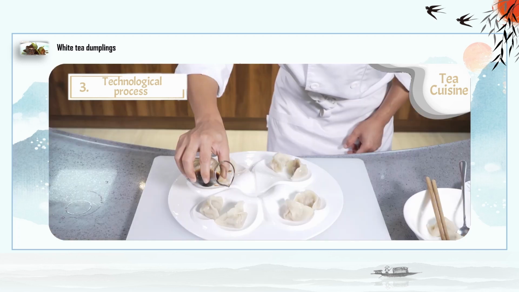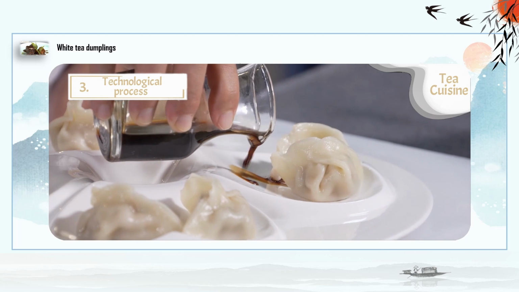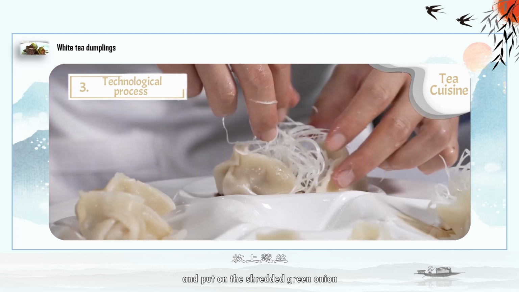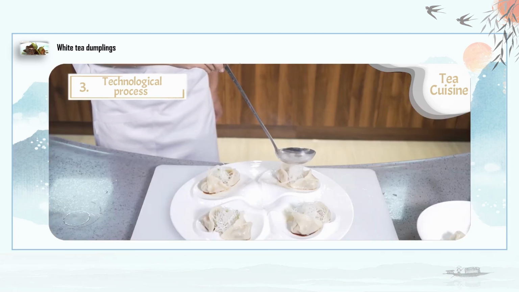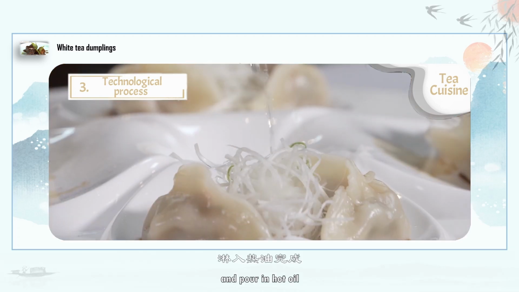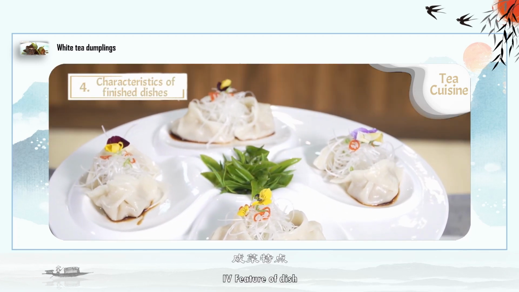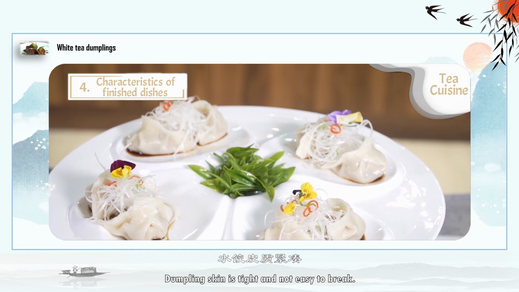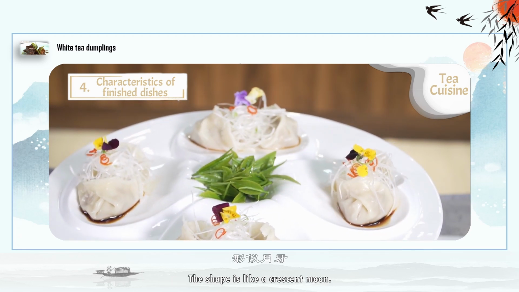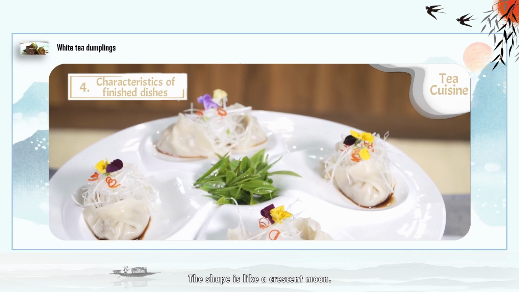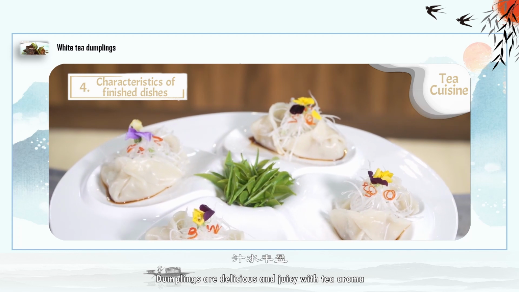Step 6. Add dipping sauce to the bowls that contain dumplings, and put on the shredded green onion. And pour in hot oil. Feature of dish: dumpling skin is tight and not easy to break. The shape is like a crescent moon. Dumplings are delicious and juicy with tea aroma.